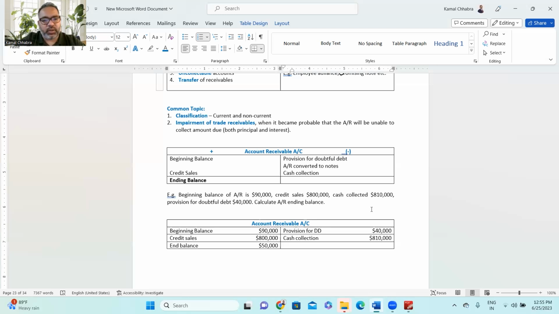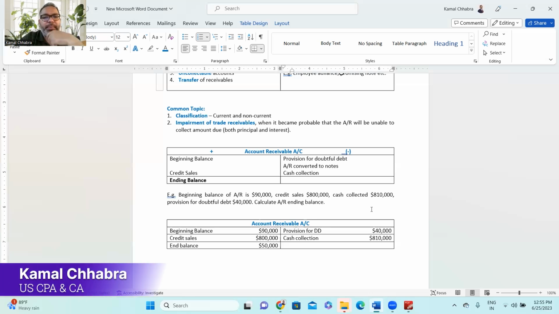So that can be on account of bankruptcy, or maybe no intention of the receivable to pay. All those things you need to consider as an impairment of trade receivable, or you can say note receivable. These two are common topics for trade receivable as well as for note receivable: how do you classify them in current and non-current on the same basis, how do you identify the impairment risk, and the calculation of impairment loss.